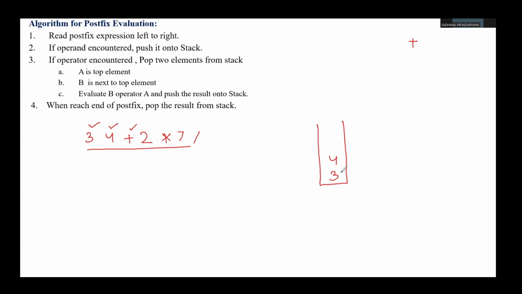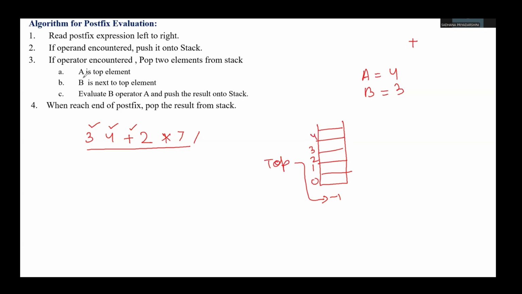If it is an operator, then we have to pop two elements. Right now top points to this value, so we pop two elements. The topmost is A, which is 4, and the next to topmost element is 3. Once we pop the values, our stack is empty, and top points to minus 1. This is 0, this is 1 as per our indexing, then 2, 3, 4.